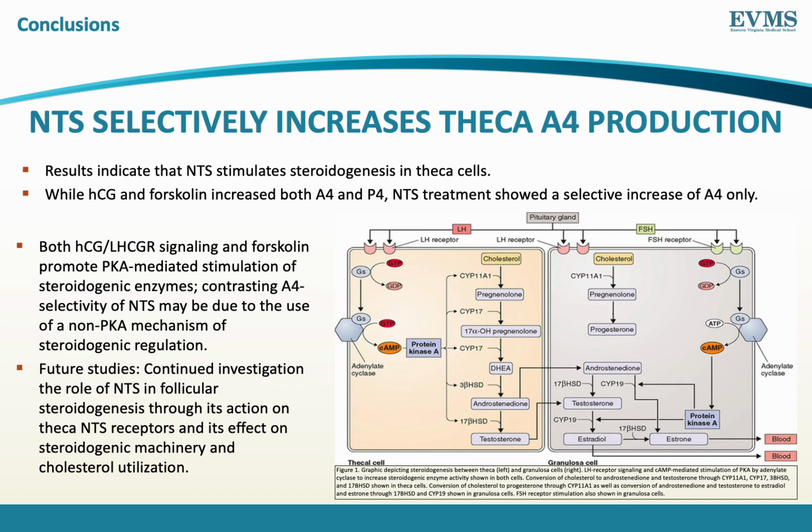Looking at the process of steroidogenesis in theca cells shown in the graphic, the production of each steroid is dependent on its direct enzyme as well as the production of steroids upstream in the pathway. Neurotensin increasing androstenedione and not progesterone could therefore be due to a selective augmentation of an androstenedione-specific enzyme such as CYP17A1, which we've confirmed the mRNA expression of in the theca tissue cultures.